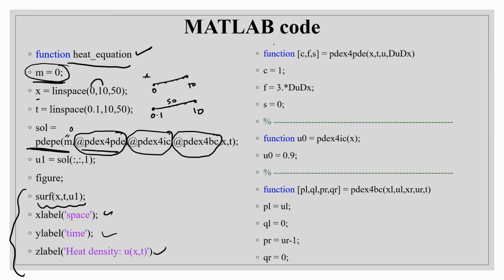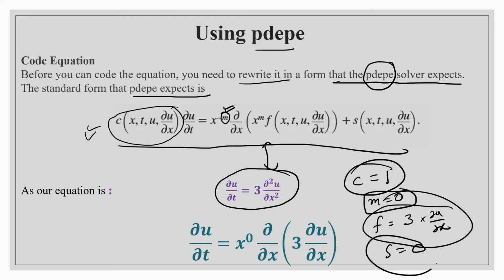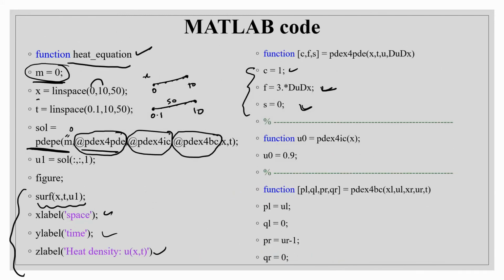So this I have written as where we will define our equation. As I have told you before, in this equation our c is equal to 1, f is equal to this, and s is equal to 0. How did it come? See the equation which we are talking about, if we match it with the form which the pdepe solver expects, we can see that here our c is equal to 1, f is this, and s is equal to 0. So the same thing we have written over here. m is already defined over here, and the other three things we will define over here.